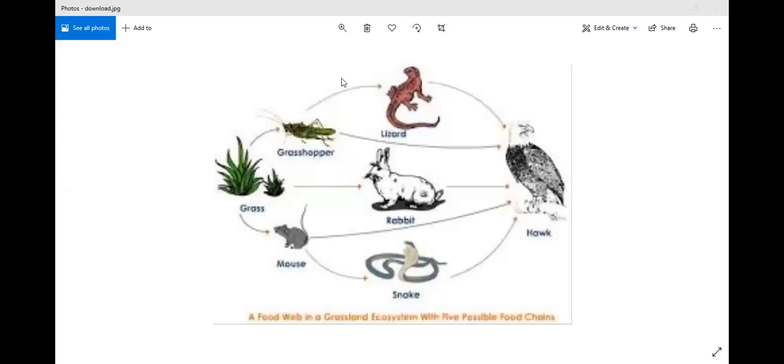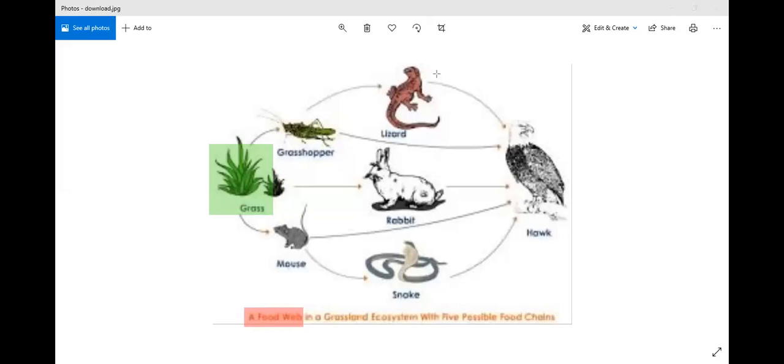Look at this. This is called a food web. This is not a simple food chain. It is a food web. Let's figure out why. First of all, tell me, who is the producer in this food chain? The grass. The grass. Okay, who are the primary consumers?